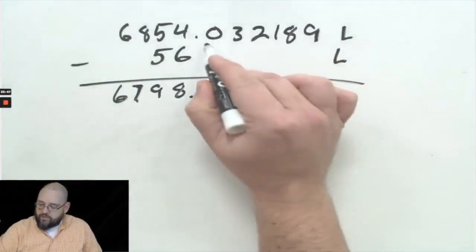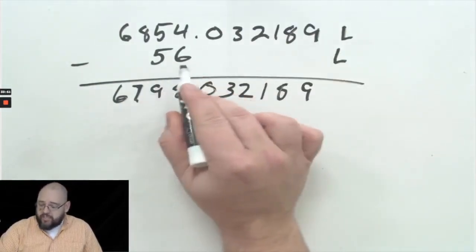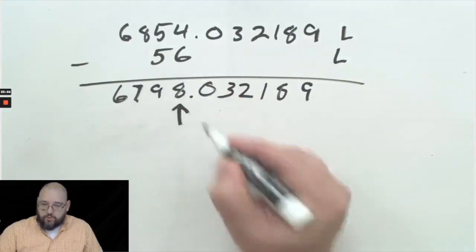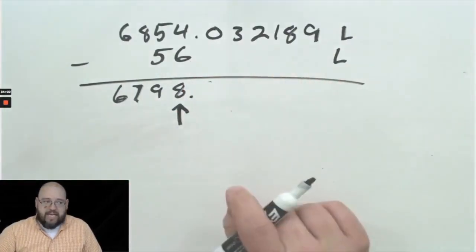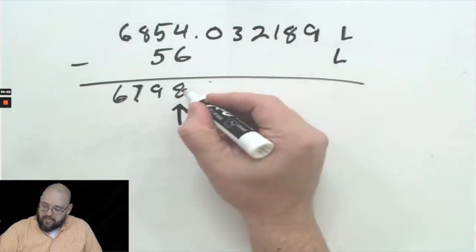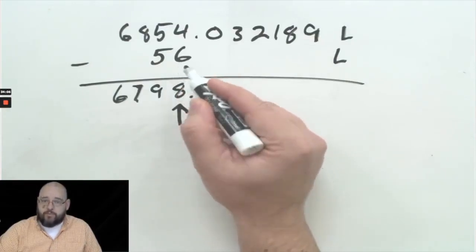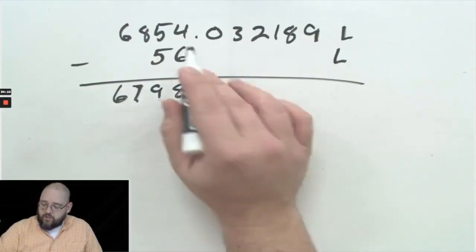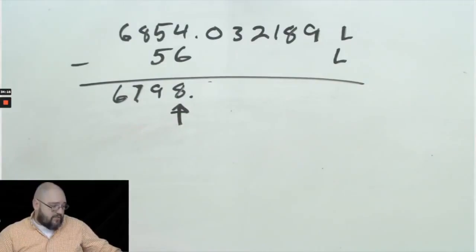So this is the precision of our first measurement, but the precision of our second measurement was only to the ones place. So I must round my answer to the ones place. I have to get rid of all of those extra digits because my precision cannot be more precise than my least precise measurement. That is the important rule for significant figures. So when we're adding or subtracting, we look only at the decimal places.